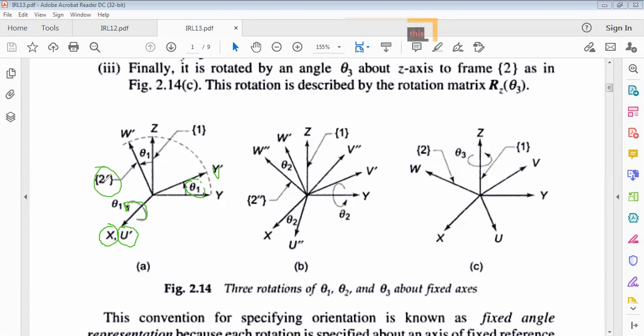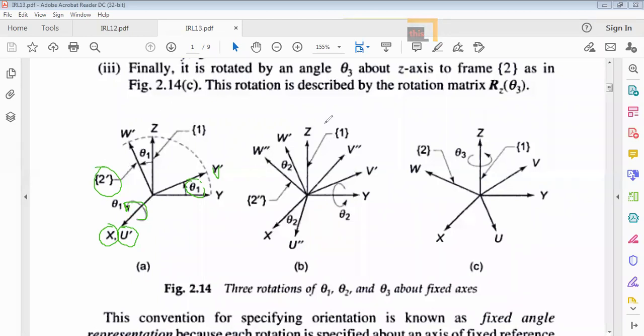So here actually the original frames are 2 only, the first frame and the second frame. The frames which are involved intermediately are arbitrary frames. We are assuming arbitrary frames by each rotation. Okay, so this is the first case.